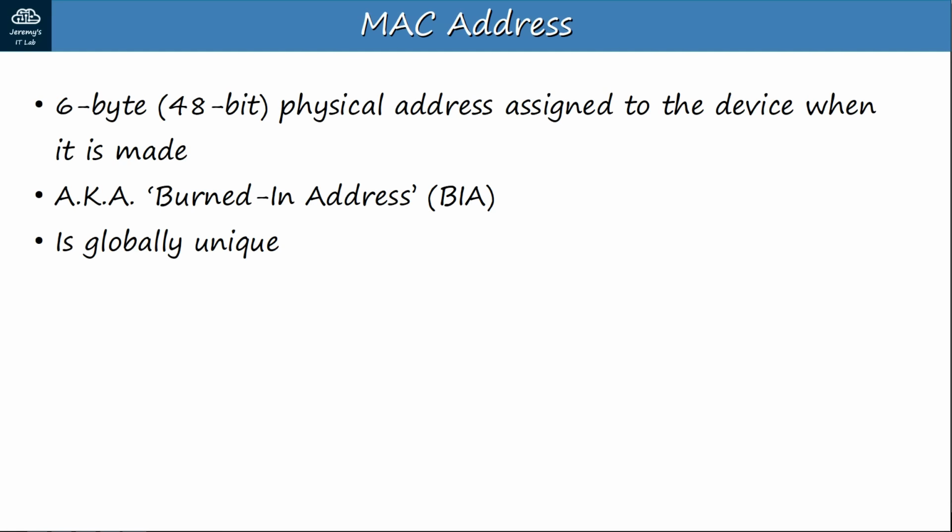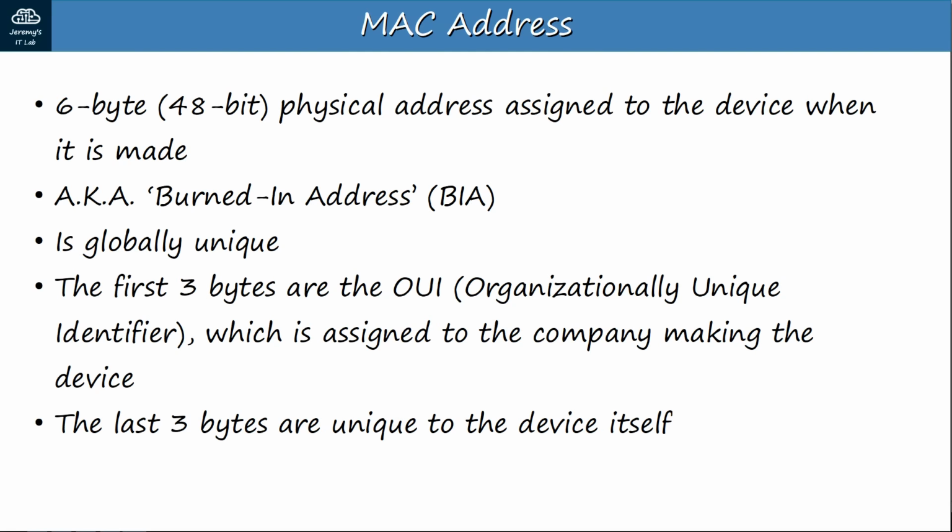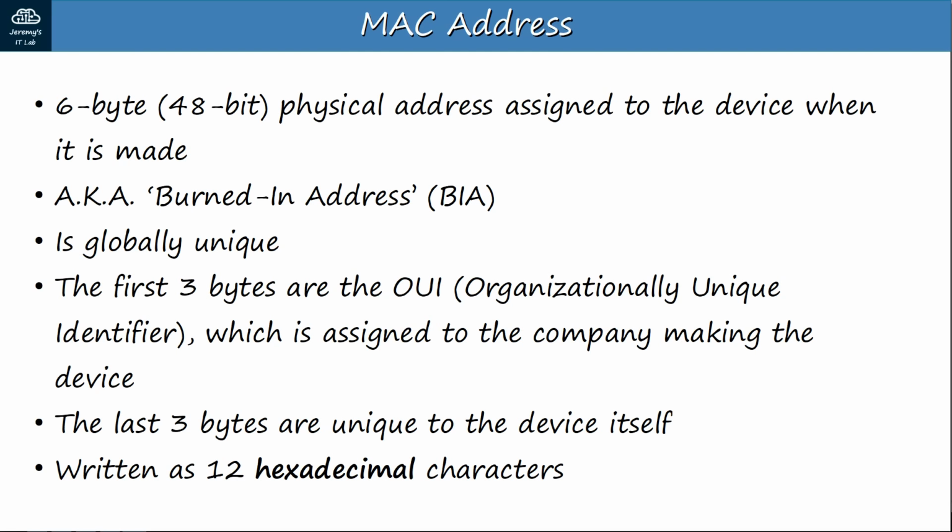The first 3 bytes of the MAC address are the OUI, which stands for Organizationally Unique Identifier, and it's assigned to the company making the device. So Cisco, for example, will have various OUIs which only Cisco can use, and other makers will have their own OUIs, which only they can use. The last three bytes, the second half of the address, are unique to the device itself. MAC addresses are written as a series of 12 hexadecimal characters.